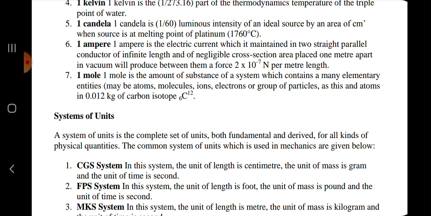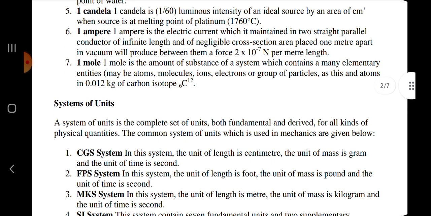1 ampere is the electric current which, maintained in 2 straight parallel conductors of infinite length and of negligible cross-section area placed 1 meter apart in vacuum, will produce between them a force of 2 × 10^-7 newton per meter length. 1 mole is the amount of substance of a system which contains this many elementary entities.